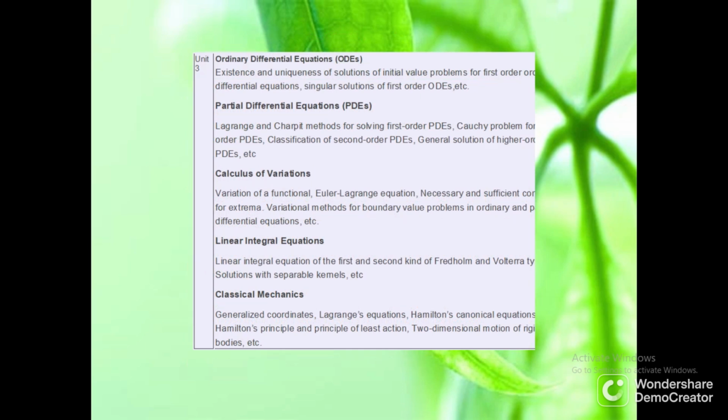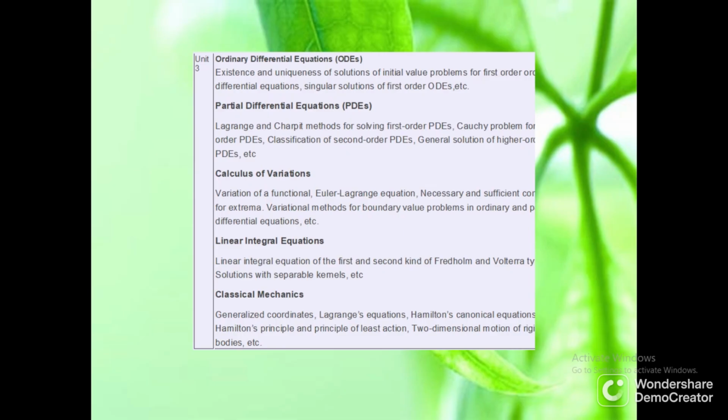Very important, all students can very easily solve ordinary differential equations. So: existence and uniqueness theorem for initial value problem, first order differential equation, singular solution, partial differential equation, Lagrange and Charpit method for solving first order partial differential equations, Cauchy problem for partial differential equations, classification of second order partial differential equations, general solution of higher order PDEs.